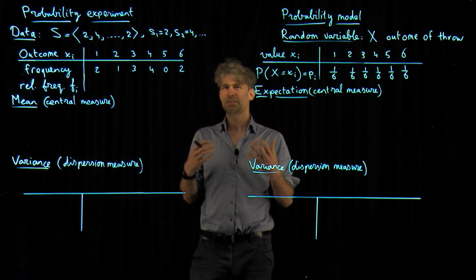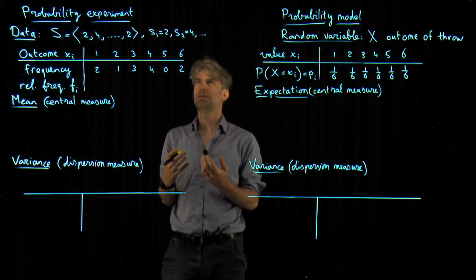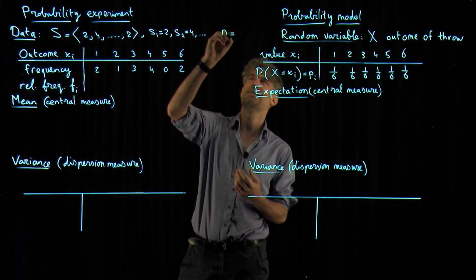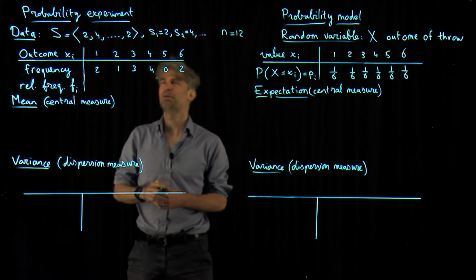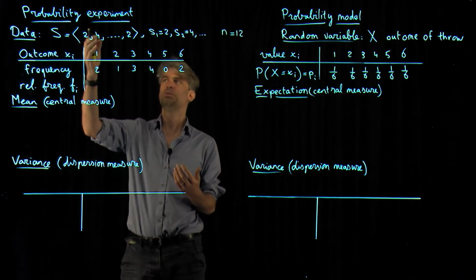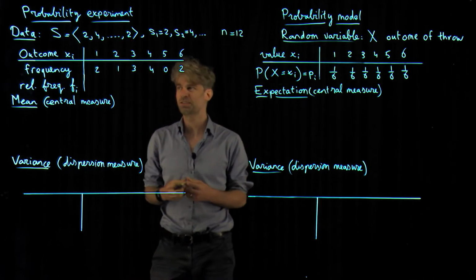So let's start with an experiment. You throw a die multiple times, to be precise 12 times, so you write that usually with an n. N is 12, and this will generate some data, a list of outcomes, 2, 4, and whatever other numbers all the way up to 2, once for the last.